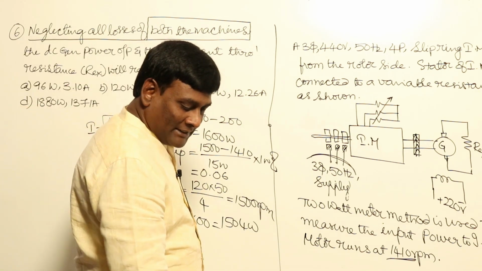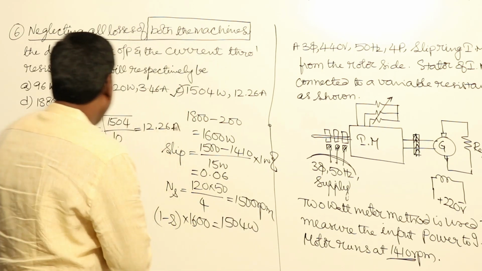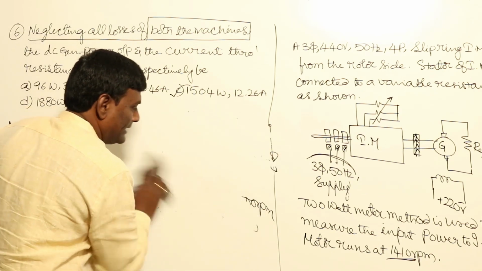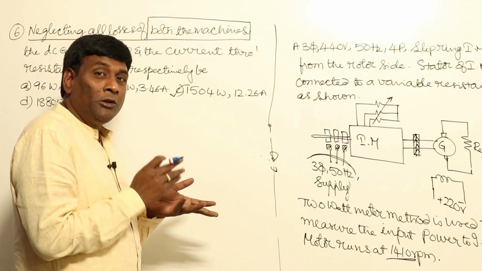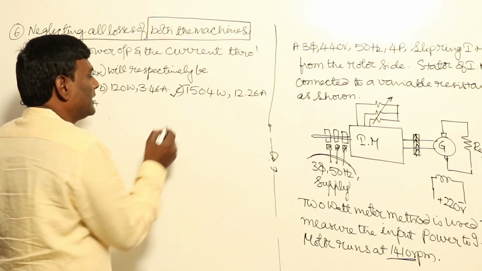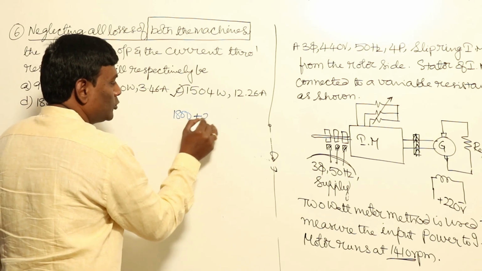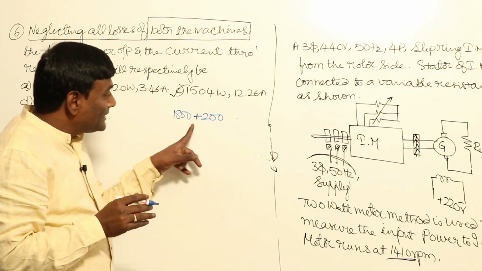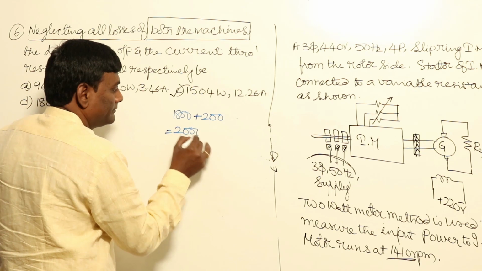Now, why I said they have given the question very intelligently. For example, 1800 minus 200 they have given, no? Suppose you forget to take W1 minus W2, because the W2 value is minus 200. If you forget to take it, how much will it be? 1800 plus 200. Actually we should not do that, but even if you consider this, you will get one more option. Let us see, it is going to be 2000 watt.